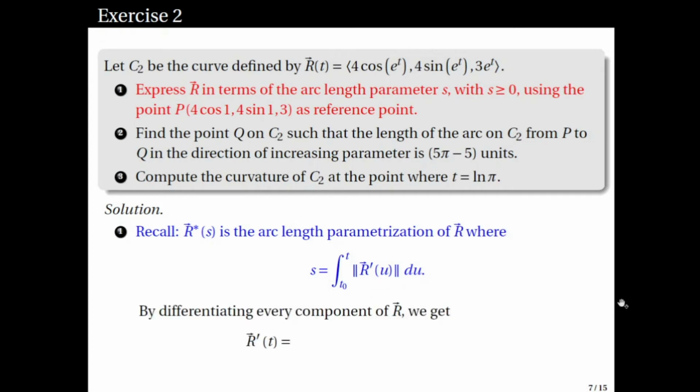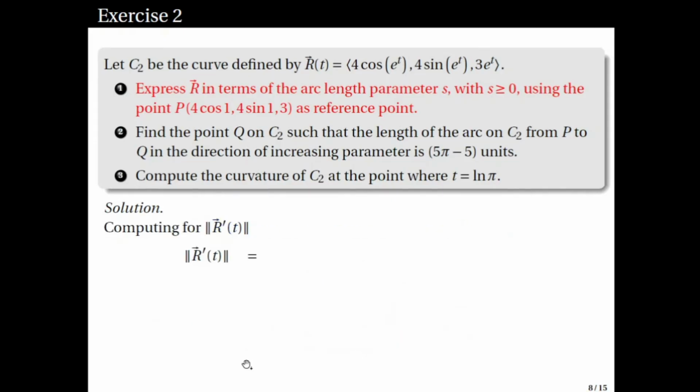So we solve first for r prime by differentiating every component of r. The derivative of 4 cosine e to the t is just negative 4 sine e to the t times e to the t, which is this one. Similarly, for the second component, we get this derivative, and the derivative of 3e to the t is just itself. Getting the norm of this, take the square root of the sum of the squares, and you should get this one.